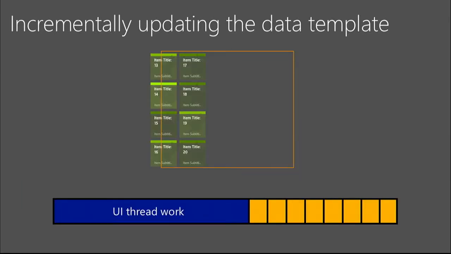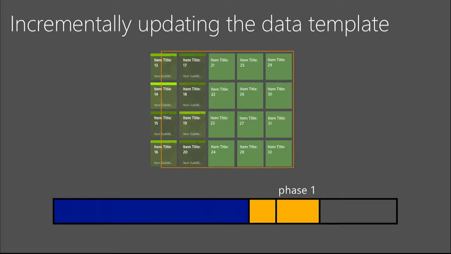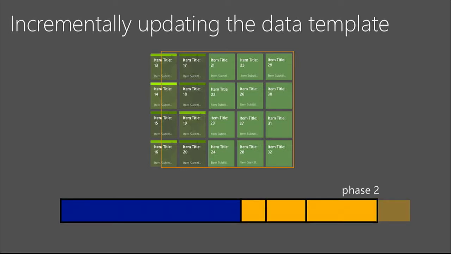So what we do now is we allow you to do this through phasing. We do our normal UI thread work here, and then we allow you to have these phasing callback mechanisms. You can say in phase 0, I want you to show this background brush, this green color, and when you're done, call me back if that item is still on view. In phase 1, now go ahead and show the item text. And in phase 2, now show the subtitle.